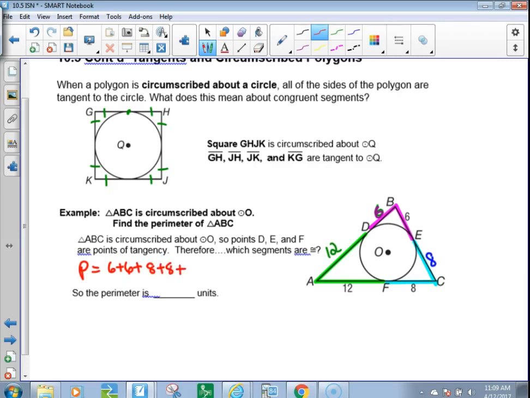Does anybody see a shortcut to typing that? Plus 12 plus 12. Couldn't you just do 2 times 6 plus 2 times 8 plus 2 times 12? You add just 1 each, you mean, and then multiply by 2? Yeah, you could do that. All right, so we got, let's see, that's 20, 40, 52, isn't it? 52 units around.